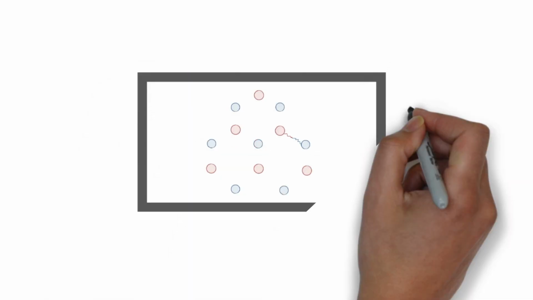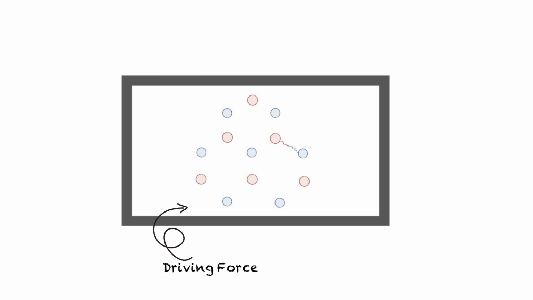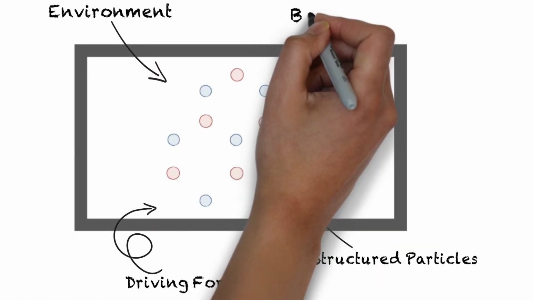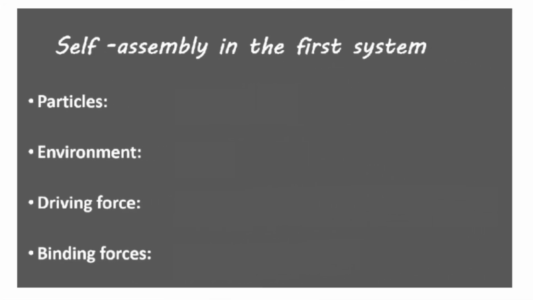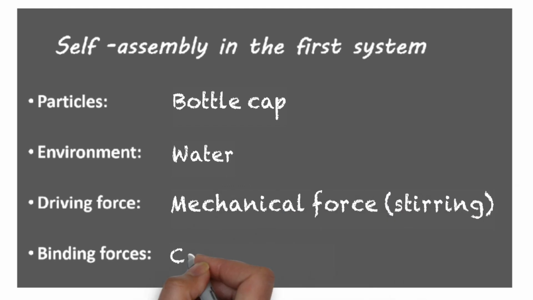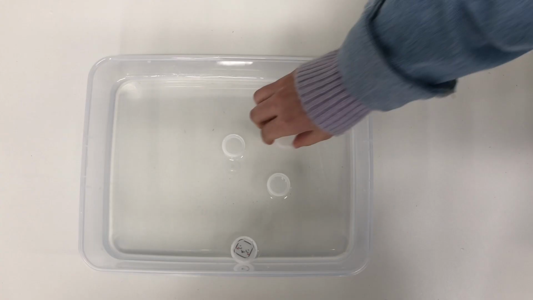There are four main components involved in a self-assembly system: the driving force, structured particles, environment, and binding energy. In this example, the bottle caps are the structured particles in a water environment. A mechanical stirring driving force is applied, whilst capillary serves as a binding force.